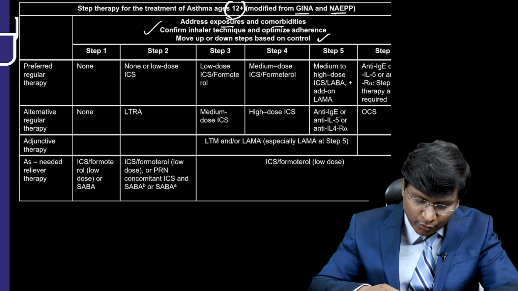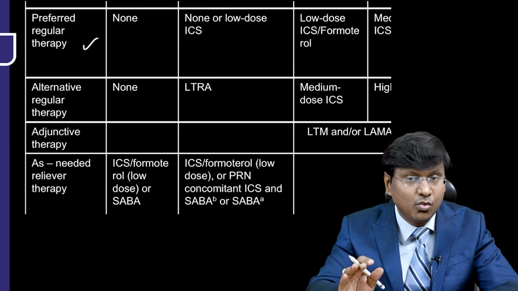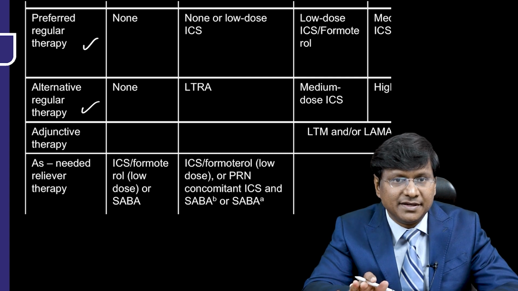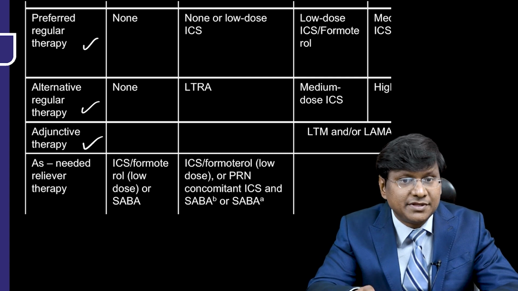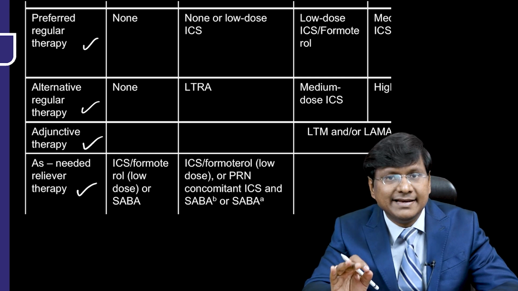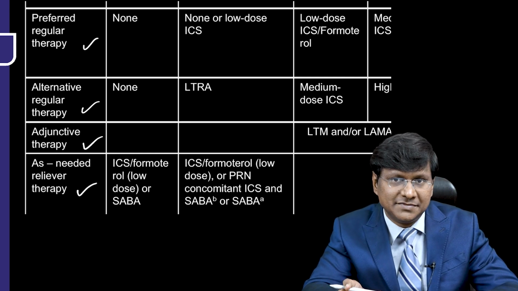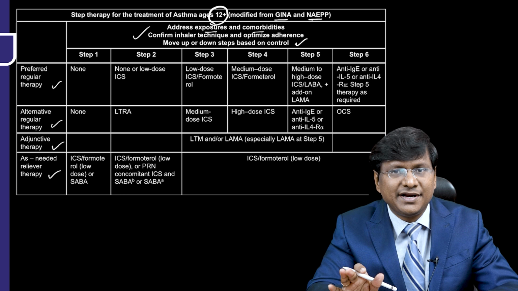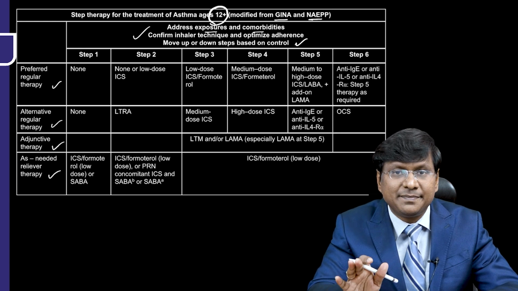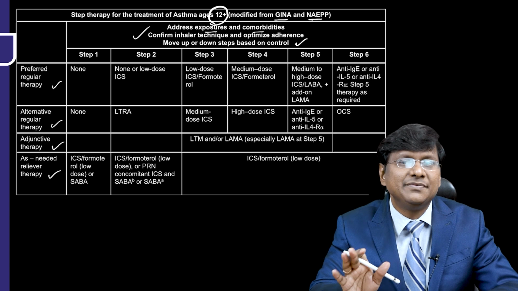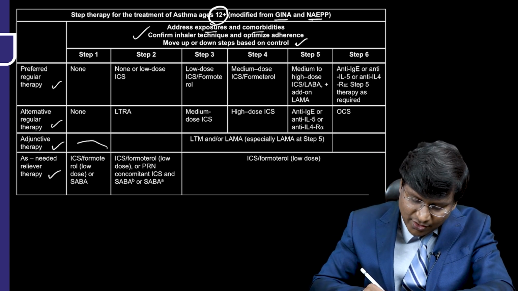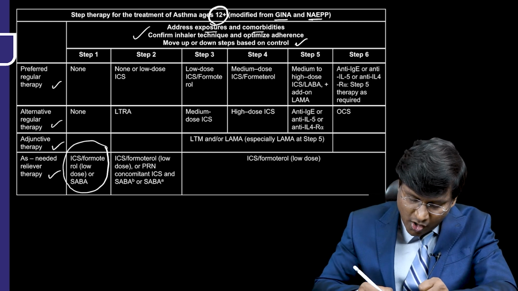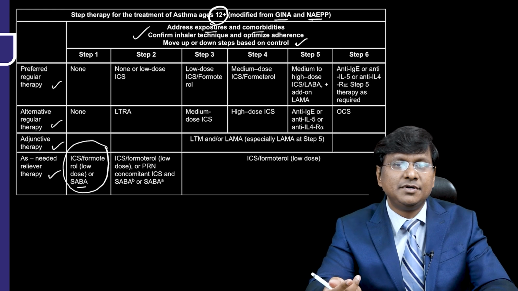In this, we have 4 things. One is the regular therapy: is it preferred or not? What is the alternative regular therapy? Then the adjunctive therapy, then the as-needed reliever therapy. In patients with step 1, they don't require any regular therapy or alternative therapy. They require only as-needed reliever therapy. That includes inhaled corticosteroids or the LABA, that is formoterol, or the short-acting beta agonist, that is salbutamol or terbutaline.